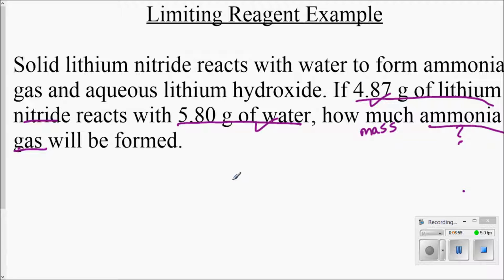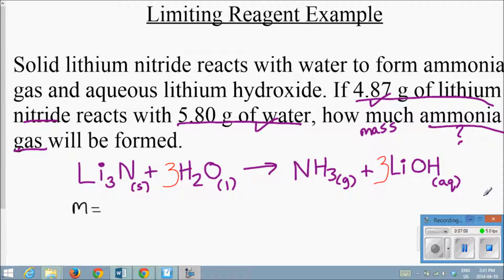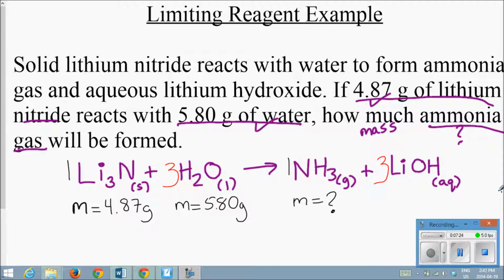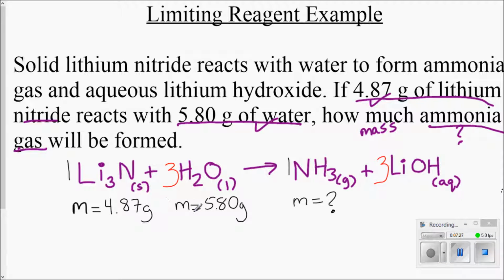So therefore, it's stoichiometry. So we're going to set it up exactly the same as we did in our previous stoichiometry questions, where we have to balance a chemical equation. Okay, so I balance the chemical equation, and we have a 1 to 3 to 1 to 3 ratio after you write all these chemicals down. Then we're going to write down the values that we have: 4.87 grams of lithium nitride, 5.80 grams of water, and we want to find the mass of ammonia that's produced.